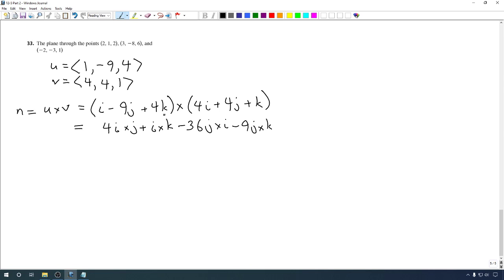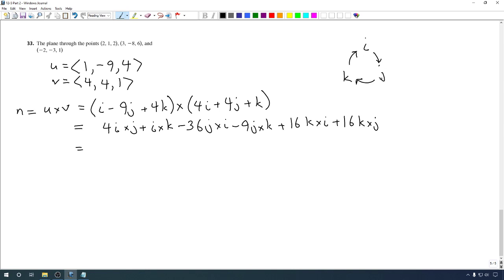Now we move on to 4k. We end up with a plus 16k crossed with i, and then another 16k crossed with j. The two k's go away. And I'm going to continue actually drawing this out just to help, so we work out what all these are.